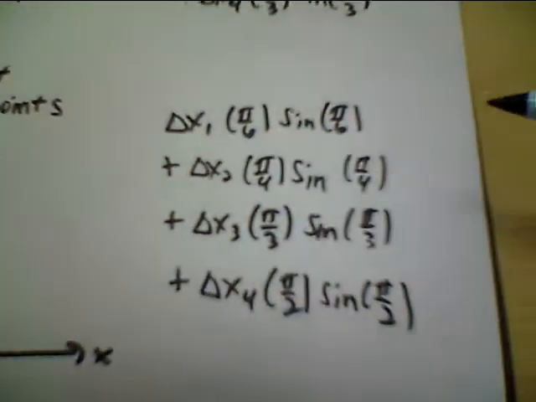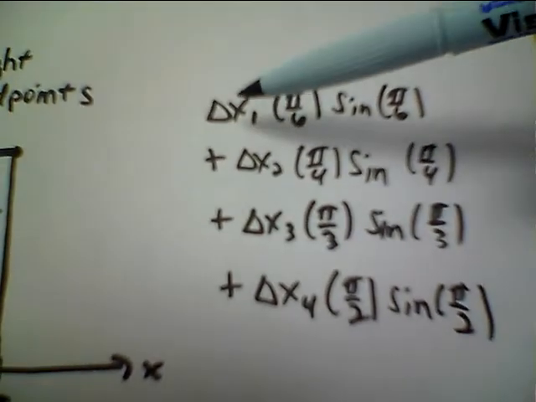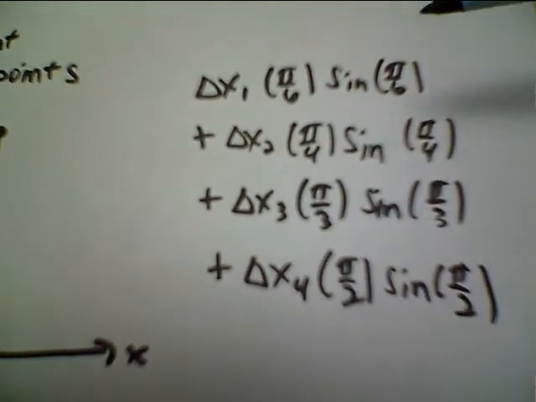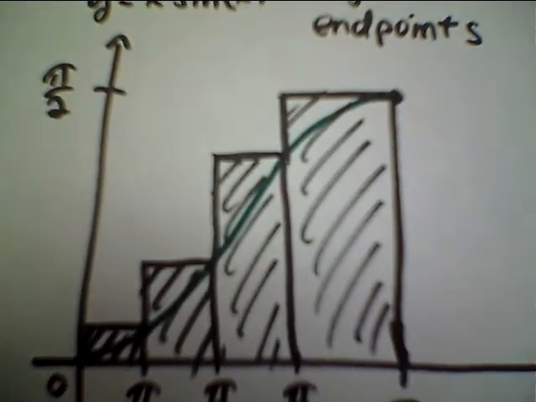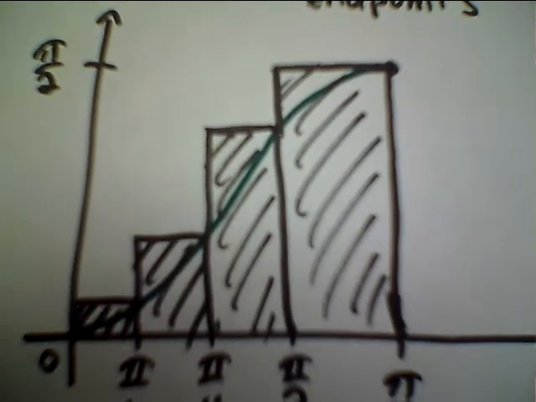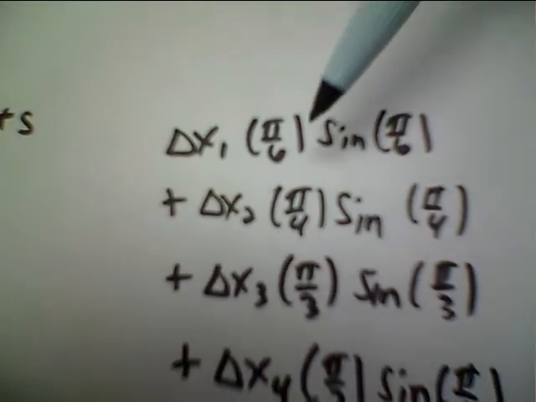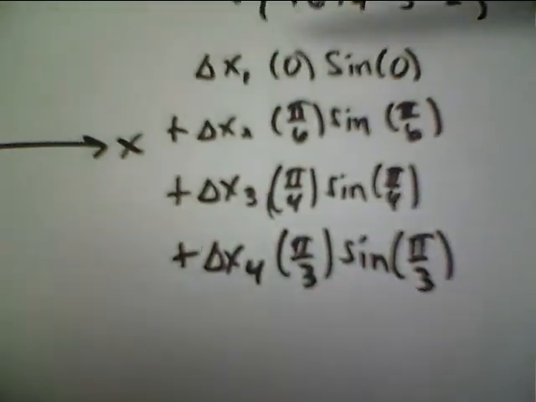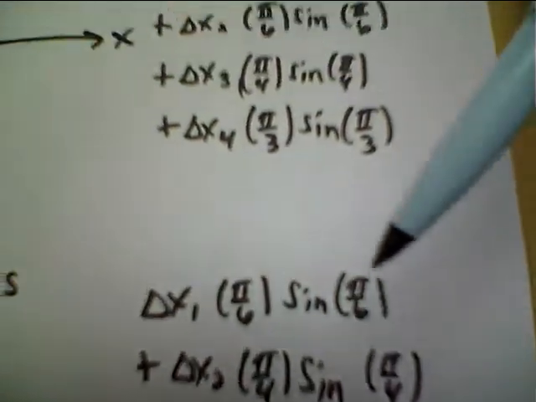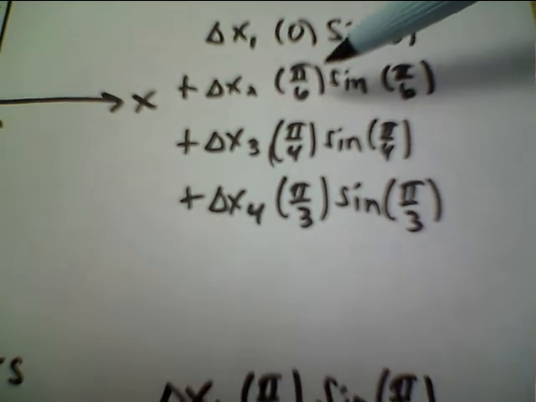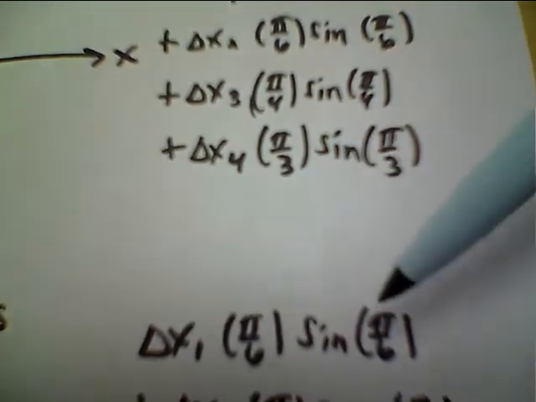So here's the approximation. You have to figure out delta x1, x2, x3, x4, and the values of the functions, and that will give you the sum of the areas of these rectangles, which is this overestimate of the area under the curve. Now notice the differences here. This is delta x1 times pi over 6 sine pi over 6. Here you have delta x1 times 0 sine 0. Here you have delta x3 times pi over 4 sine pi over 4. Here you have delta x2 times pi over 6 sine pi over 6. So see the contrast between this line and this line?